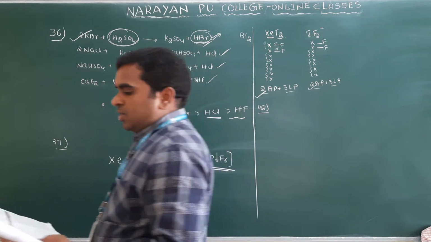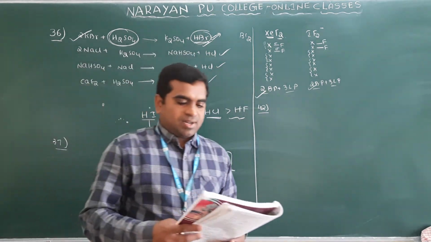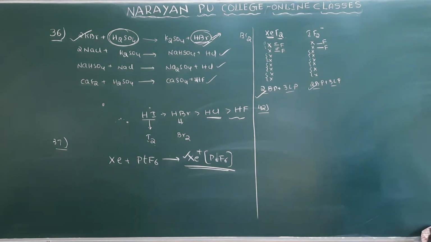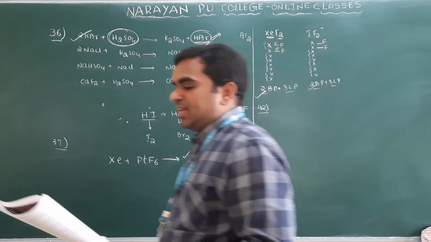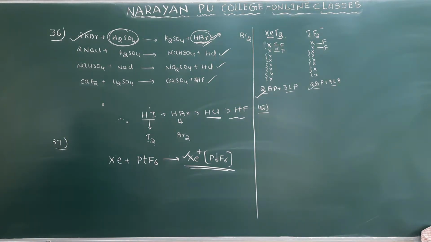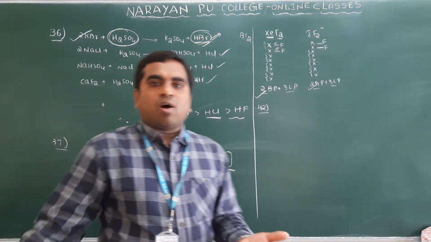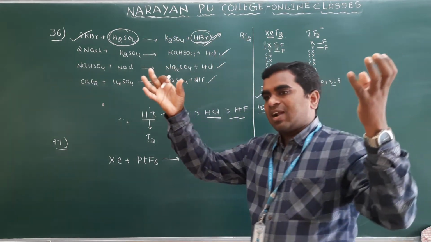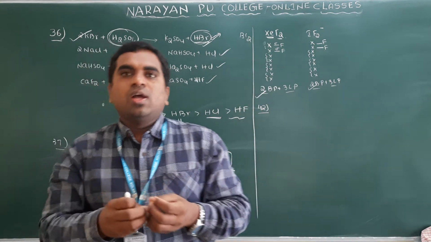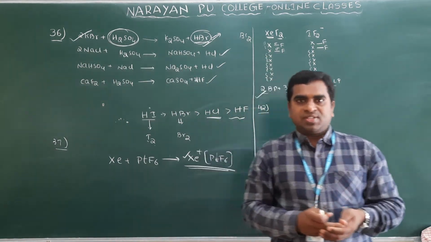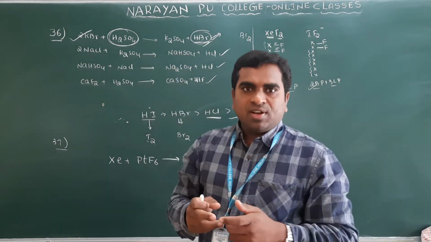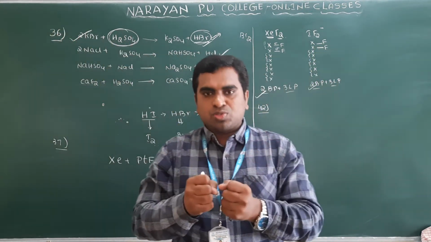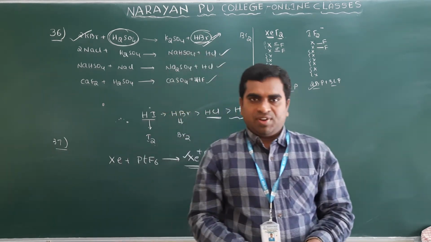Clear, no? So next one, see here. The ease of liquefaction of noble gases decreases in the order. Ease of liquefaction. You know that all are gases only. They are asking the order of liquefaction, meaning which gas easily converts into liquid. When there are attraction forces among the gas molecules, they come close to each other and convert into liquid.